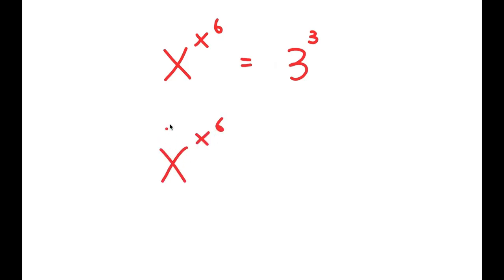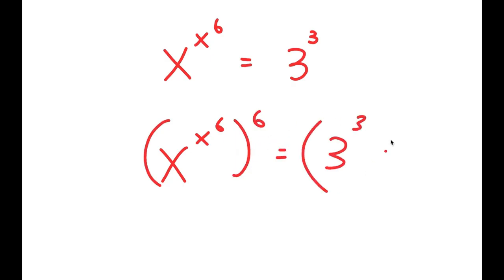Alright, so in this video, I'm solving the equation x to the power of x to the power of 6 is equal to 3 to the power of 3. So to solve this, I'm going to first take the power of 6 on both sides. So I get x to the power of x to the power of 6 to the power of 6 is equal to 3 to the power of 3 to the power of 6.